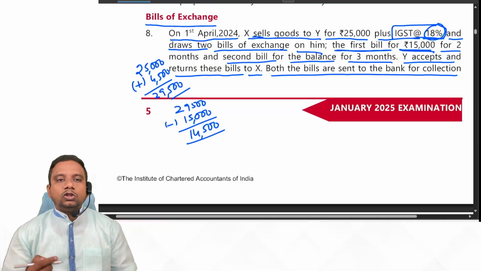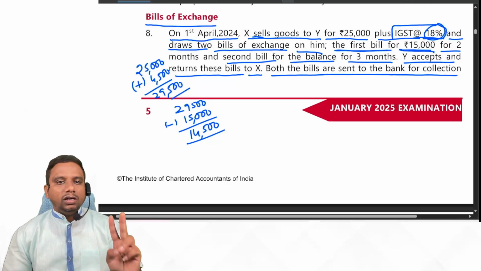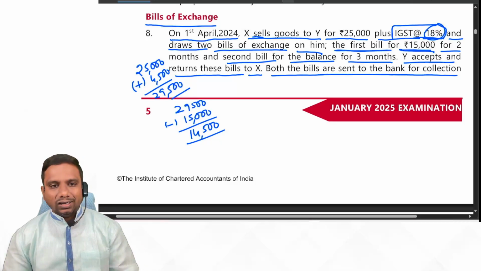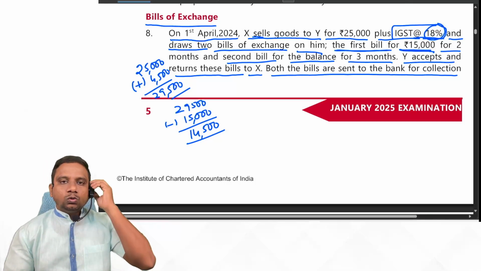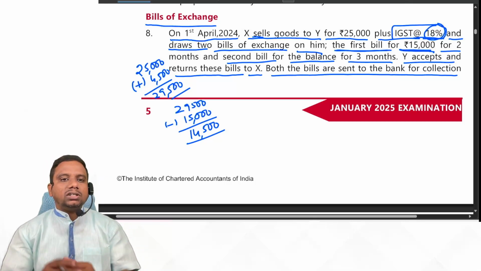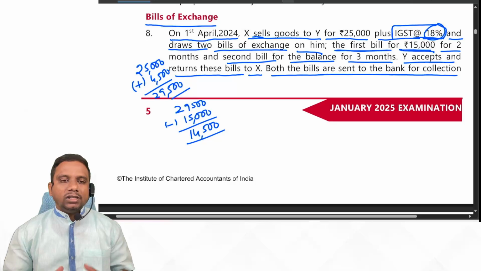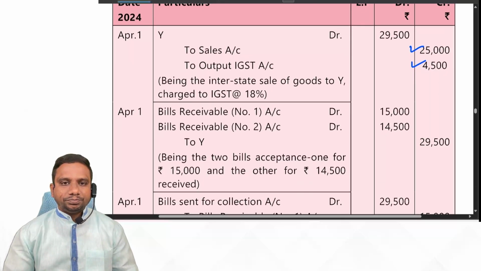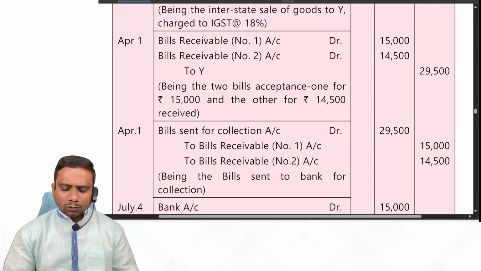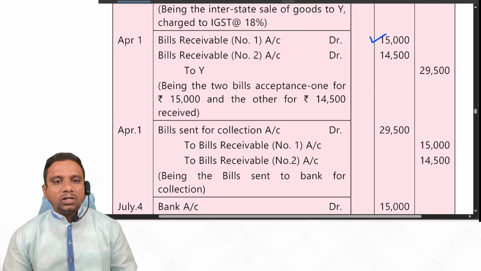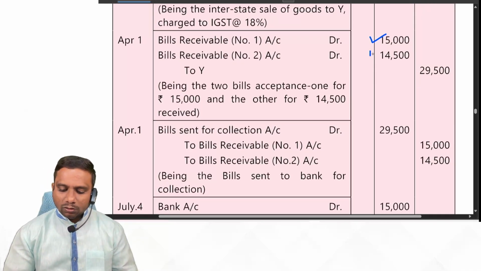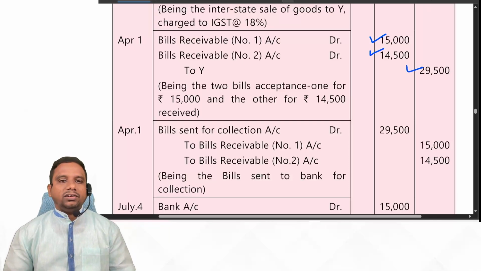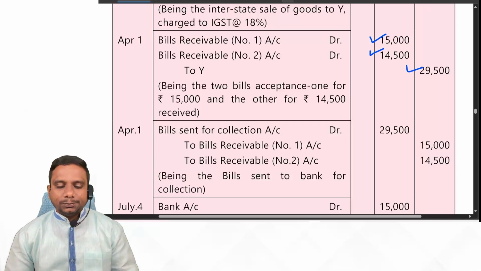Next, we have drawn two bills. Bill 1 is for 15,000 and bill 2 is for 14,500, and we have sent these bills to Y, and Y also accepted these bills and returned them to us. So it is bills receivable for us. We record the next entry for the bills. Bills receivable number 1 account debit 15,000, bills receivable number 2 account debit 14,500, total 29,500. Yes or no, students?